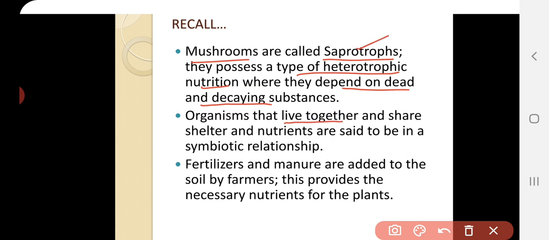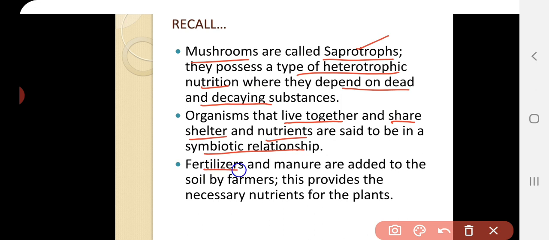Organisms that live together and share the shelter and nutrients are said to be in a symbiotic relationship, which mutually shares their shelter and nutrients. For example, it is lichen. In lichen, both algae and fungus are in the symbiotic relationship. The algae produce the food, as they can synthesize the food with the help of the chlorophyll, and the fungus provides the shelter. So this is an example for symbiotic relationship.